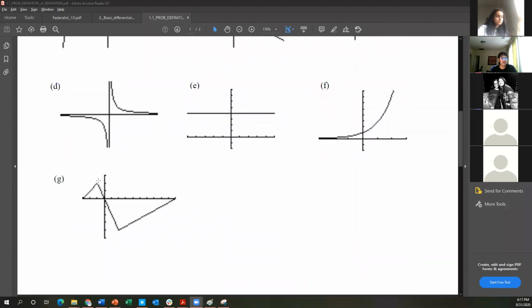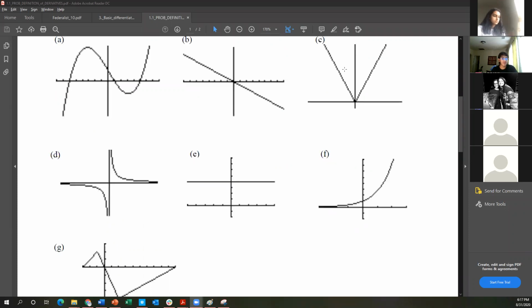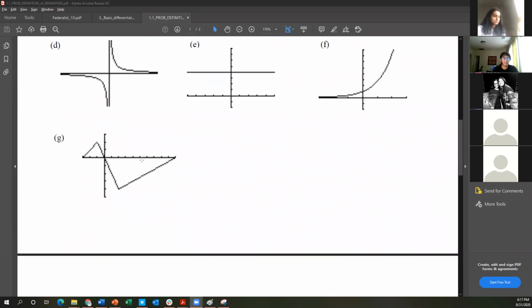And then this one is pretty easy. It's kind of like the same way Gautam let us do the absolute value function. Does someone else want to try part G? Yeah, why not? Sure. Go ahead.